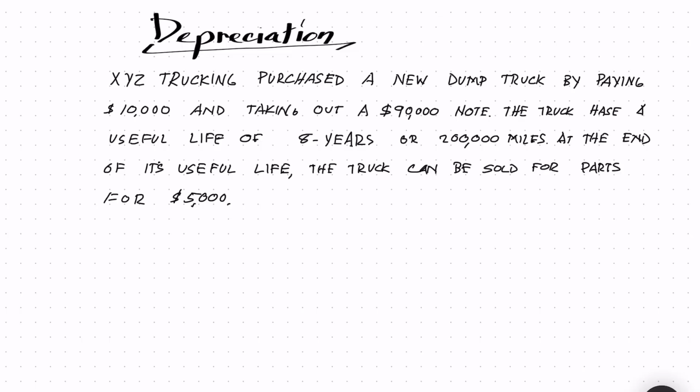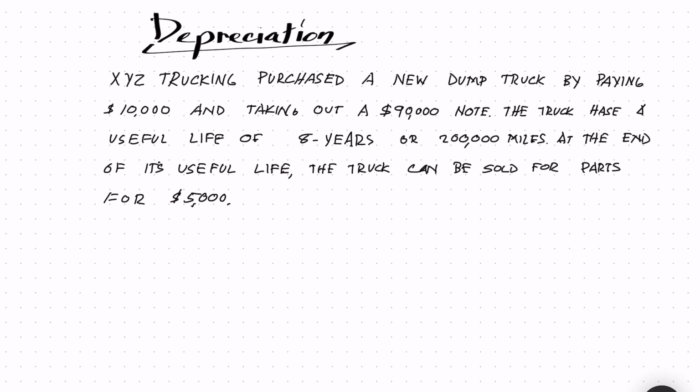So let's go ahead and dive in. XYZ Trucking purchased a new dump truck by paying $10,000 and taking out a $90,000 note. The truck has a useful life of 8 years or 200,000 miles. At the end of its useful life, the truck can be sold for parts for $5,000.